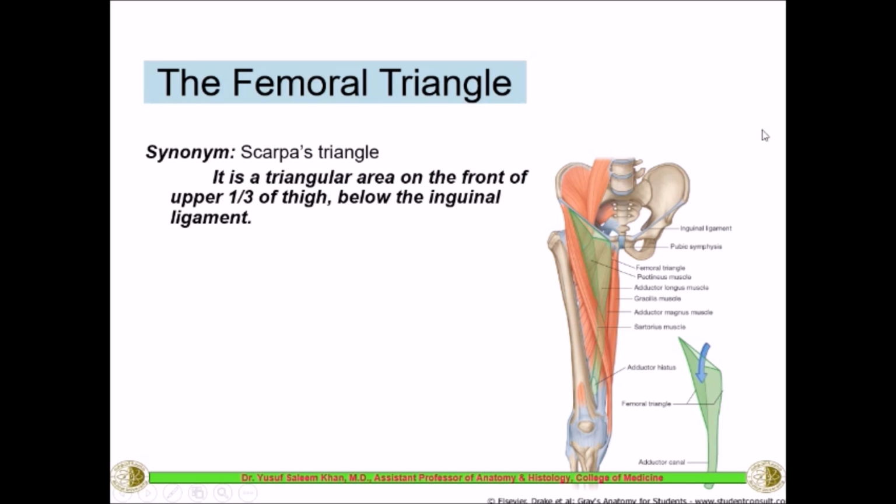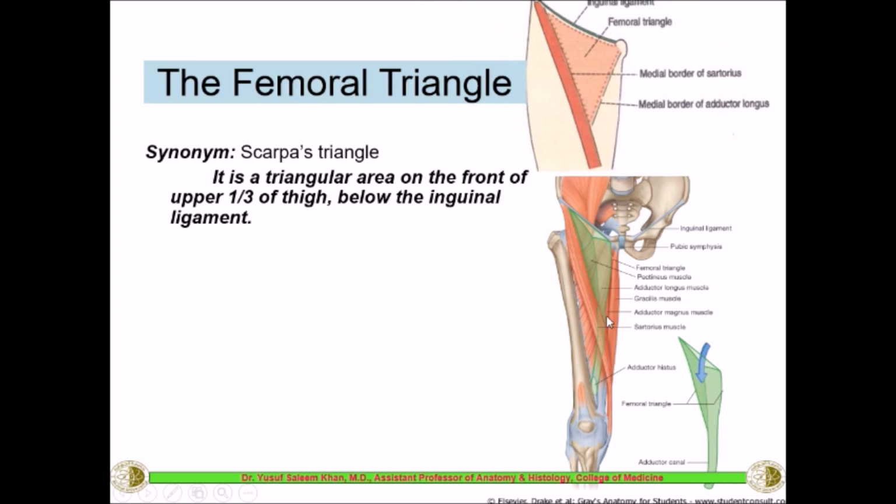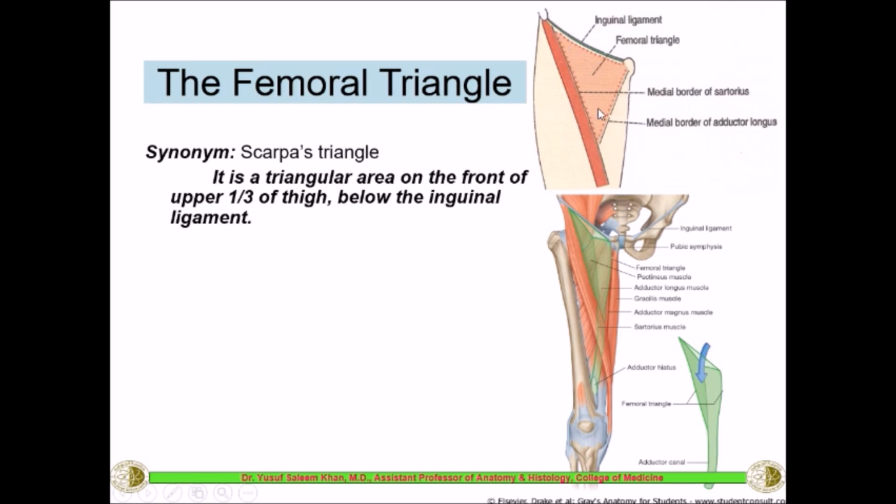If you see, it is a reverse triangle with the base upwards and the apex downwards. So the base is toward the inguinal ligament. This is the inguinal ligament, which extends from the anterior superior iliac spine up to the pubic tubercle. This is a very important landmark, and this forms the base for this triangle, and the apex is directed downwards. Here also you can see this is the same triangle with the base upwards and the apex directed downwards.